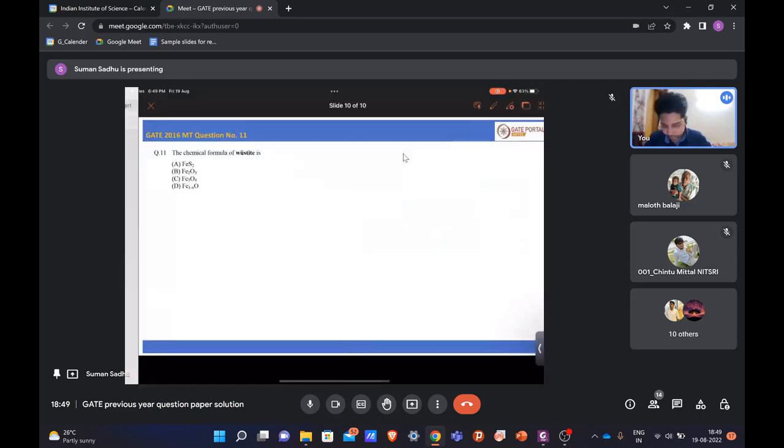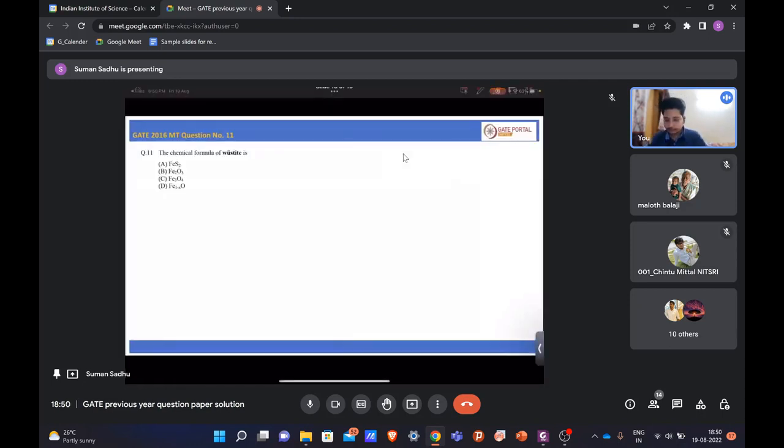Okay, so this is the one-mark question. This is also from GATE 2016. This is question number 11. The question is: the chemical formula of Wustite is option A, Fe2, option B, Fe2O3, option C, Fe3O4, and option D, Fe1 minus XO.